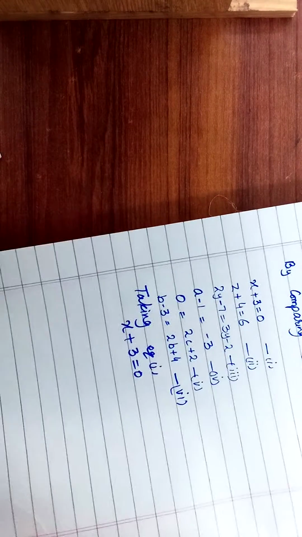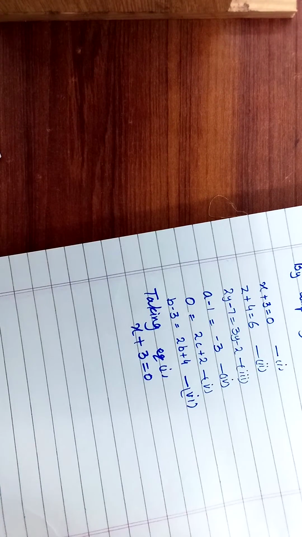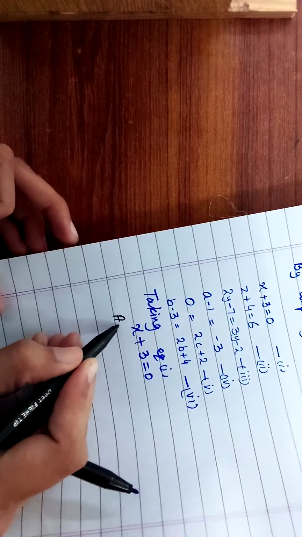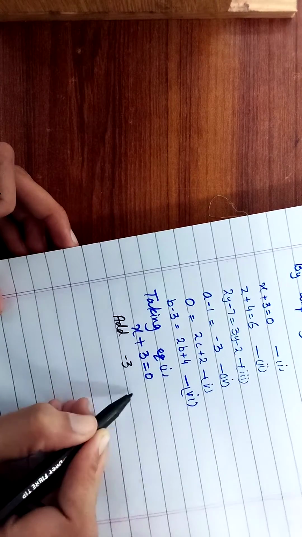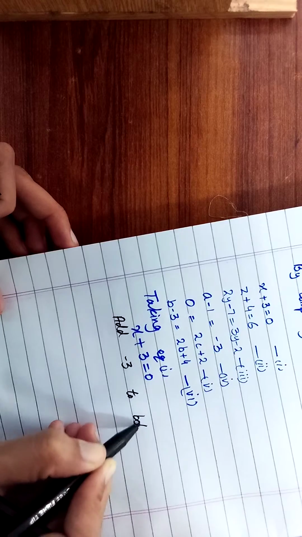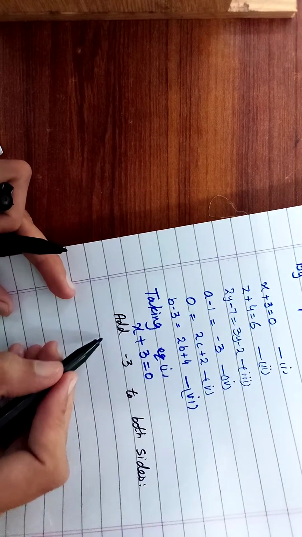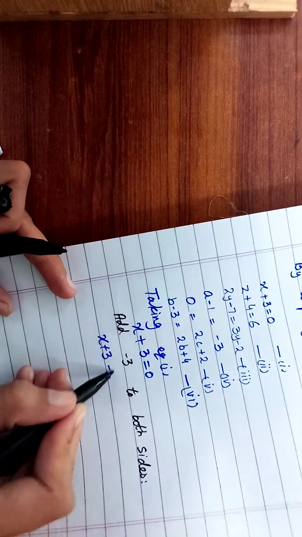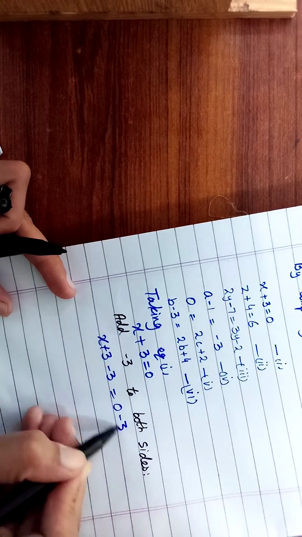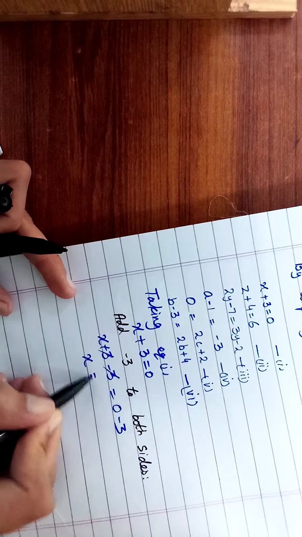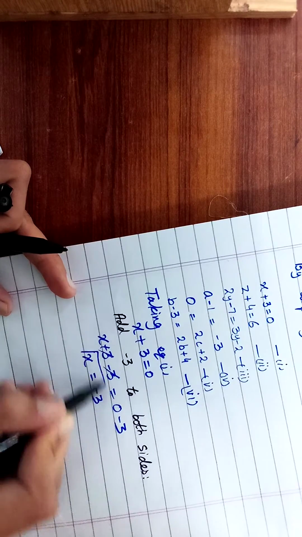When x plus 3 is equal to 0, we will add minus 3 to both sides. So by adding minus 3 to both sides, minus 3 and plus 3 will be cancelled. So the value of x will be minus 3.